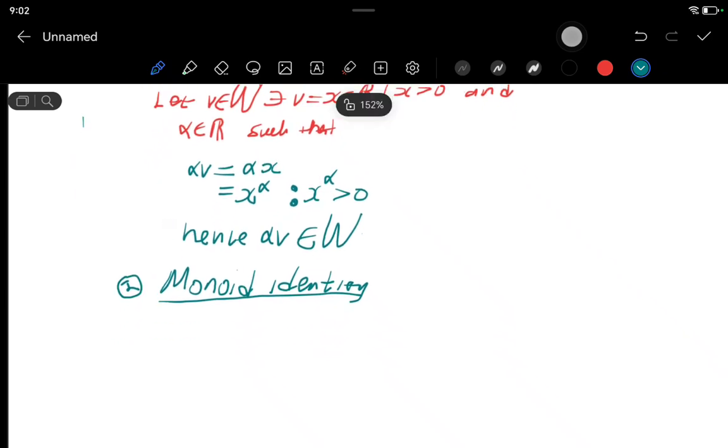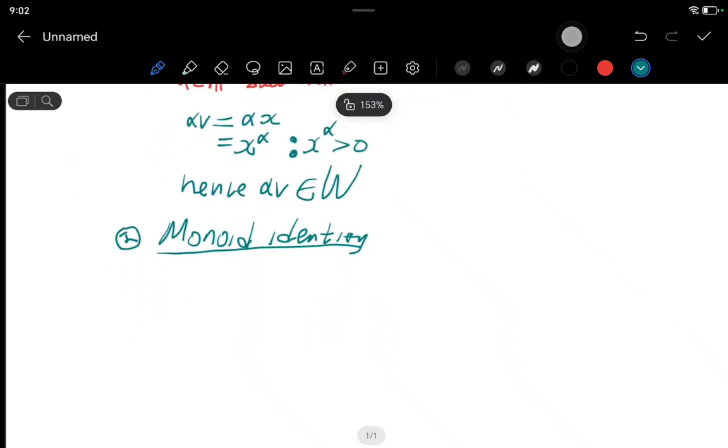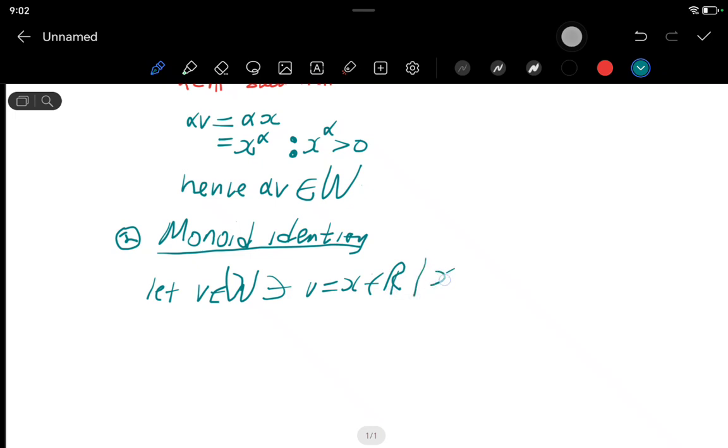So now when we come here to this one, we must let V be an element of W, such that we know that V will be equal to X, which is an element of R, such that X is greater than 0.